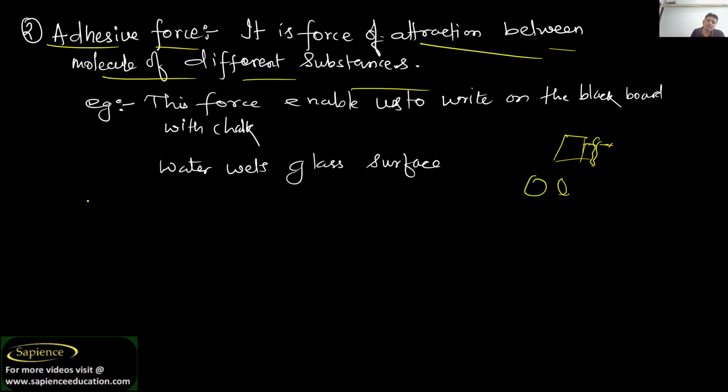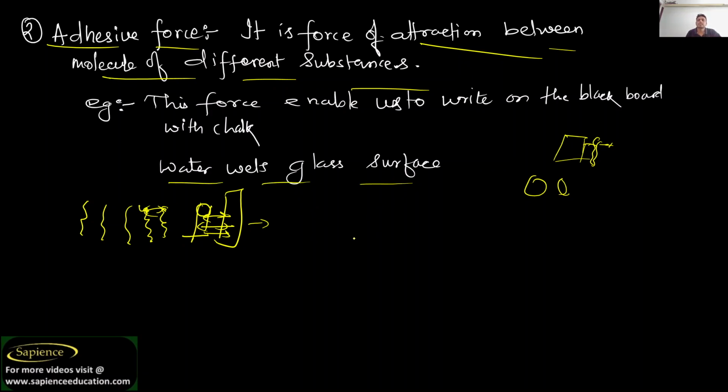So if you want to write on a blackboard, you are using chalk. And when you are using chalk, what will happen? Chalk will stick. It means that chalk is a different material and blackboard is of a different material, but still they stick. This is due to adhesive force, because the chalk has different molecules, the blackboard has different molecules, so the force of attraction between two different molecules is involved here. So this type of force is called adhesive force.